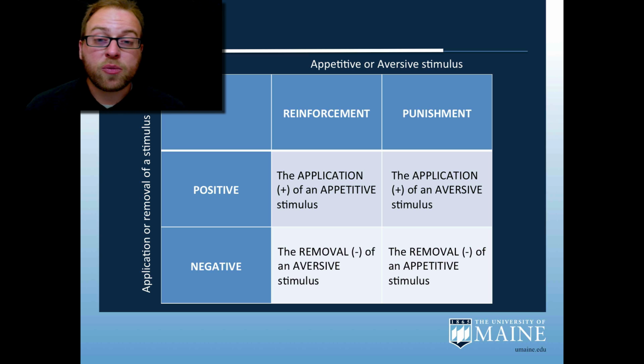So, in the case of reinforcement, when I'm trying to encourage a behavior, I can do that by applying an appetitive stimulus, by giving you something that you want in order to get that behavior out of you. Or I can remove an aversive stimulus. I can take something away that's annoying you. This one's often a little difficult for people to conceptualize.